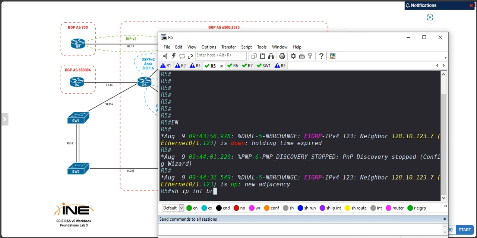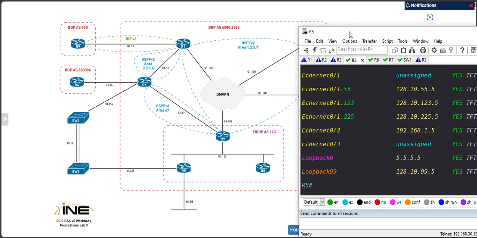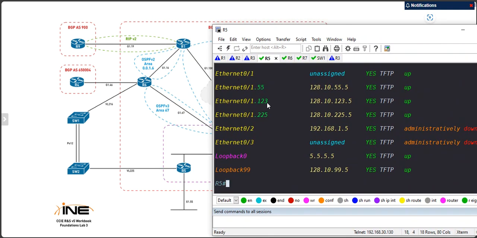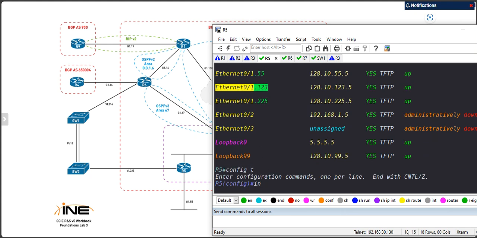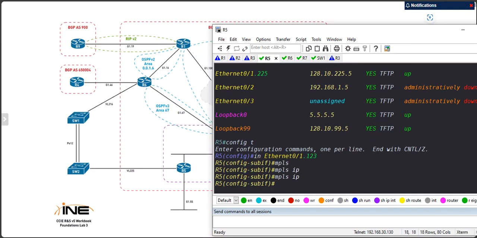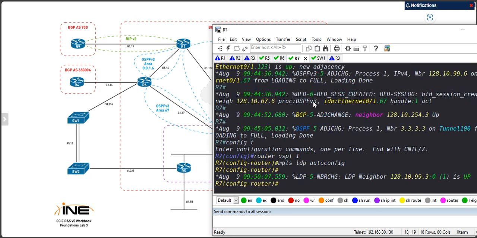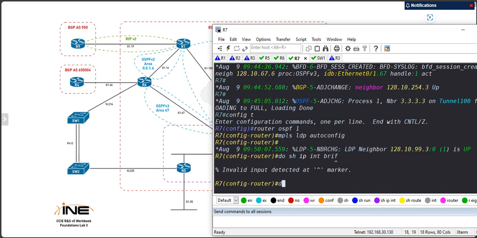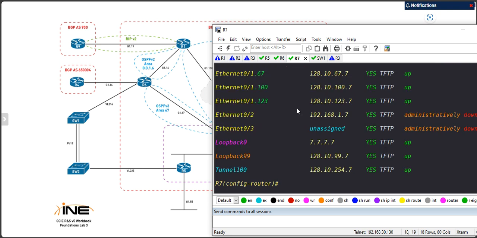Show IP interface brief, between R5 and this interface. Config T, interface this one and type MPLS IP. This is another way to enable MPLS labels. This MPLS IP is on us. Show IP interface brief. This is the same interface here.